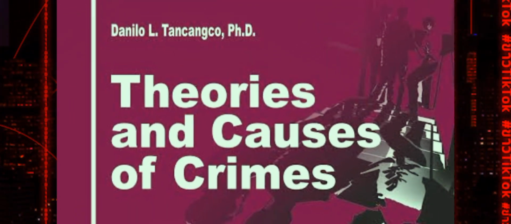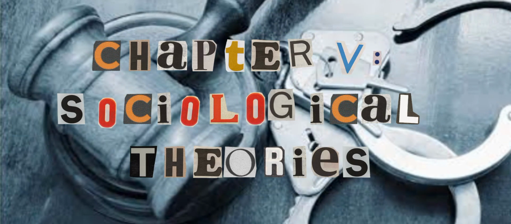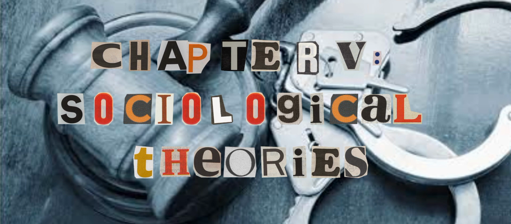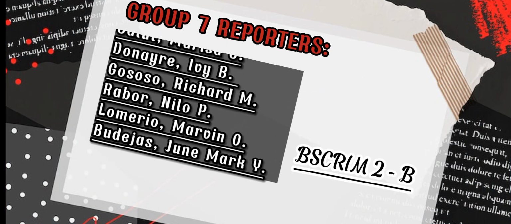Theories and Causes of Crimes. Chapter 5, Sociological Theories. Group 7 Reporters.